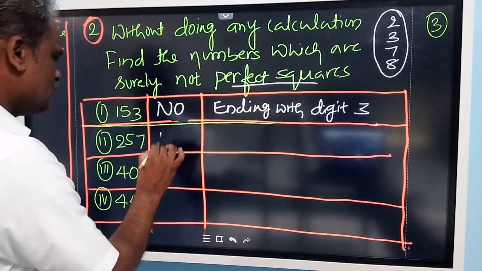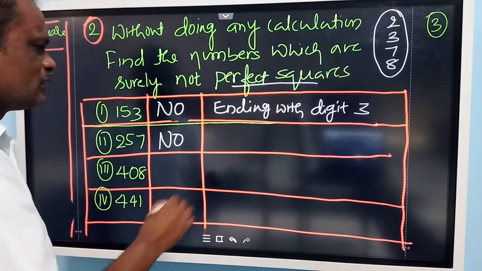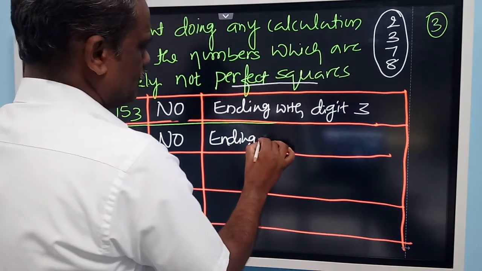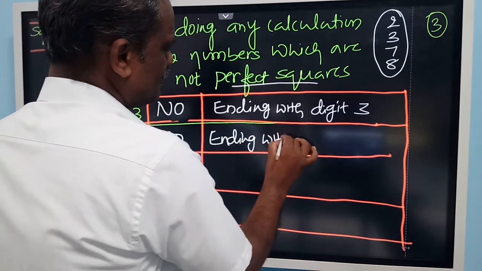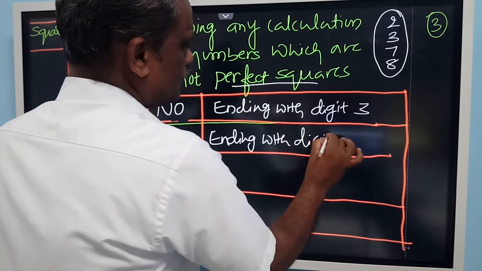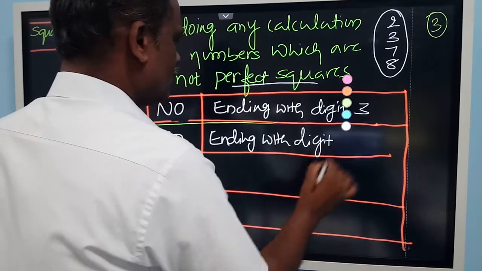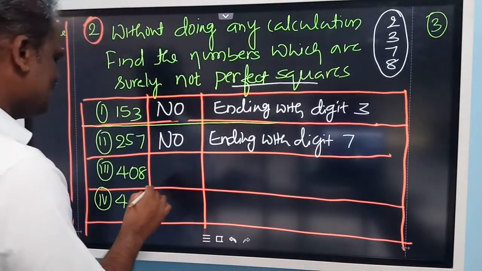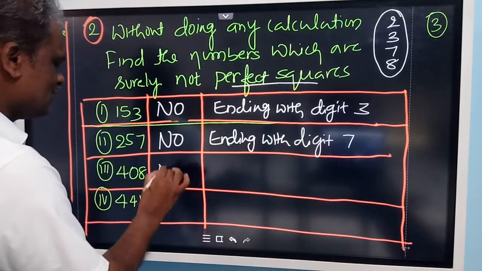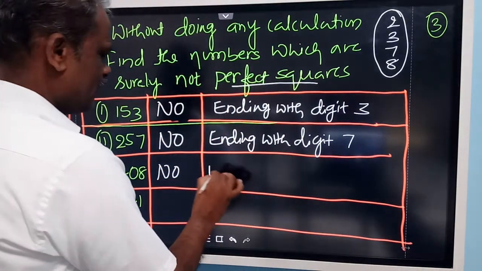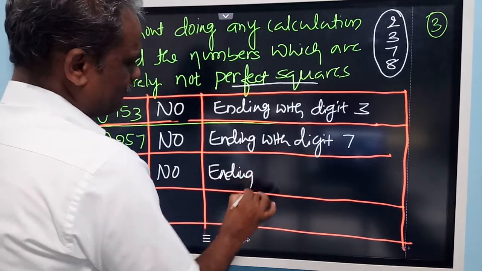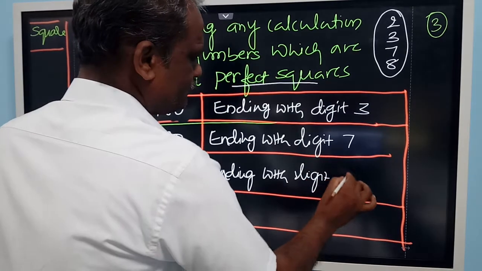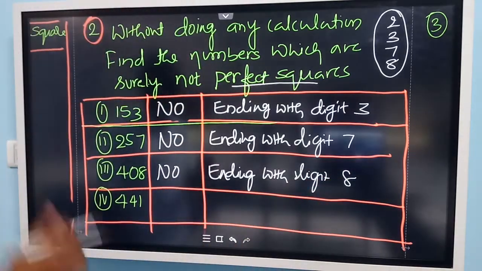Now this is also no, because it is ending with digit 7. Then this is also not a perfect square number because it is ending with digit 8.